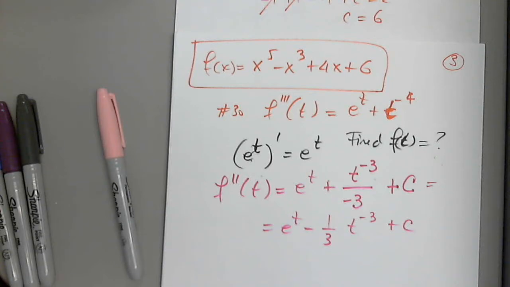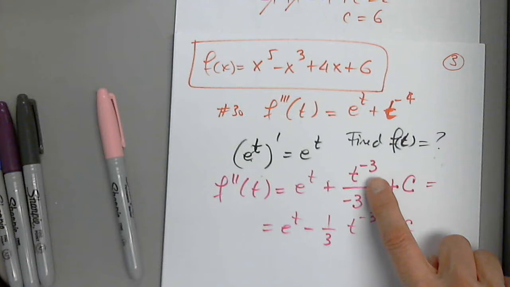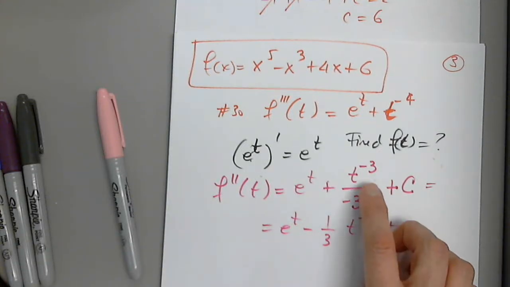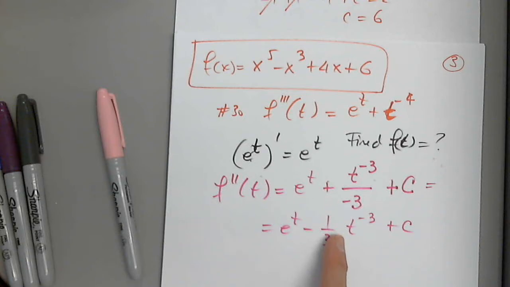Yes? Is that negative 1/3 times t to the negative third, or? Yes. There is no operation symbol. I cannot change the division. I can only change it into an addition or subtraction. I can only change the division into a product. There is no symbol between negative 1/3 and t to negative 3.